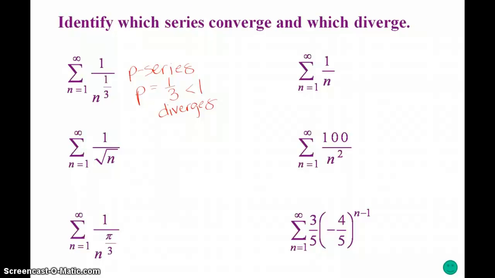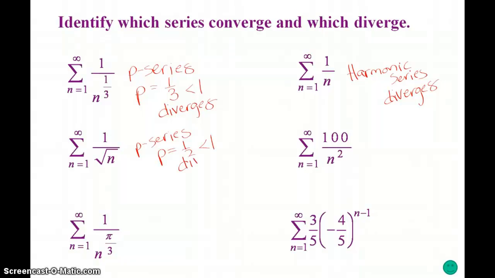Let's look over here. All we would have to do here is identify this as the harmonic series. And then we would have to state that we know the harmonic series diverges. That's all our work would have to look like there if they ask us whether this series converged or diverged. Here, this is a p series. We recognize p is 1/2. We recognize it's less than 1. This series diverges.